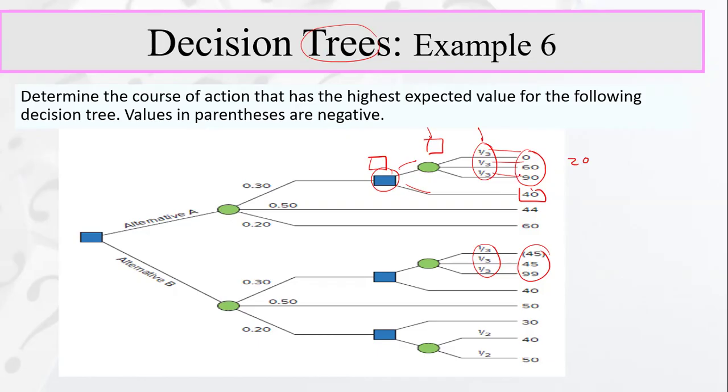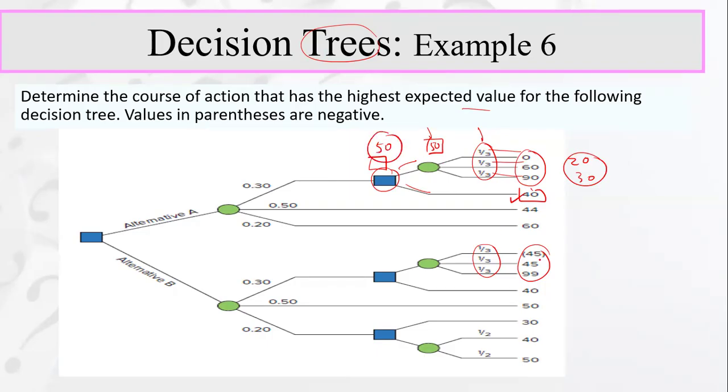Right, isn't it? 1 by 3 multiplied by 90 is 30. Add them together is 50. I'll write down 50 here. And this one is 40. Okay. So 50 and 40. So the highest expected value is what you want to take. Okay, 50 you should write.